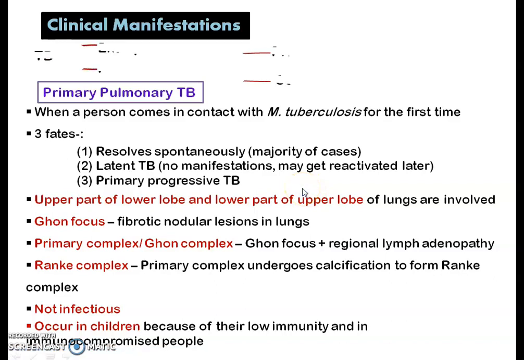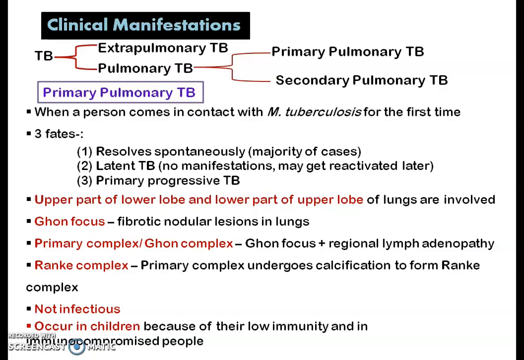Coming to the clinical manifestation of tuberculosis, Mycobacterium tuberculosis. Tuberculosis is of two types: extrapulmonary TB and pulmonary TB. The pulmonary TB is again classified into primary pulmonary TB and secondary pulmonary TB. Now we will look at the primary pulmonary TB. It occurs when a person comes in contact with Mycobacterium tuberculosis for the first time.